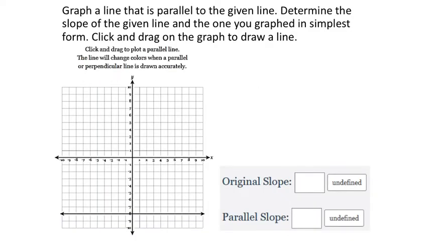So for this graph right here, it says graph a line that is parallel to the given line. Determine the slope of the given line and the one you graphed in simplest form. So if we have fractions, we'll simplify it. Click and drag on the graph to draw a line. So we're looking at some kind of parallel line right here. Now you can graph first if you'd like. You can find the slope first if you'd like. Doesn't really matter. For this one, I'm going to use the slope formula though.